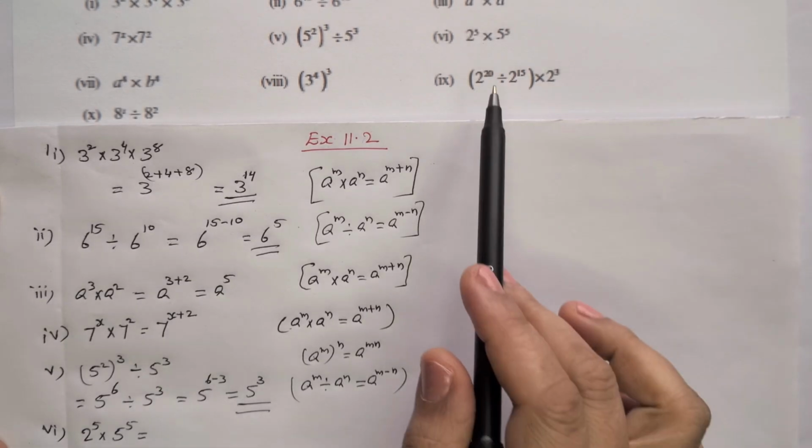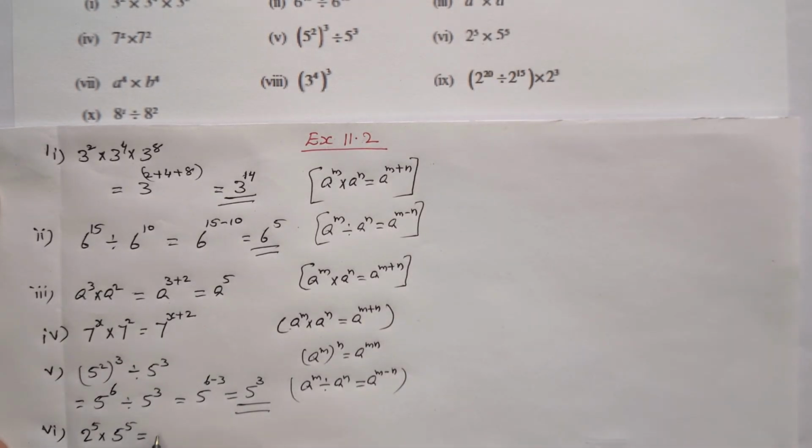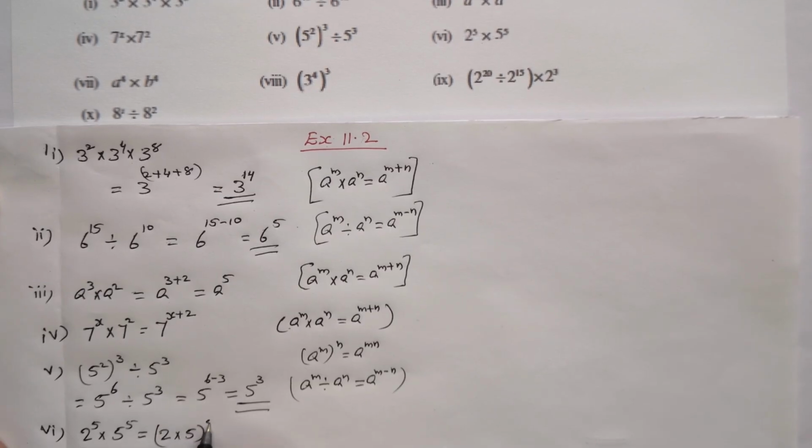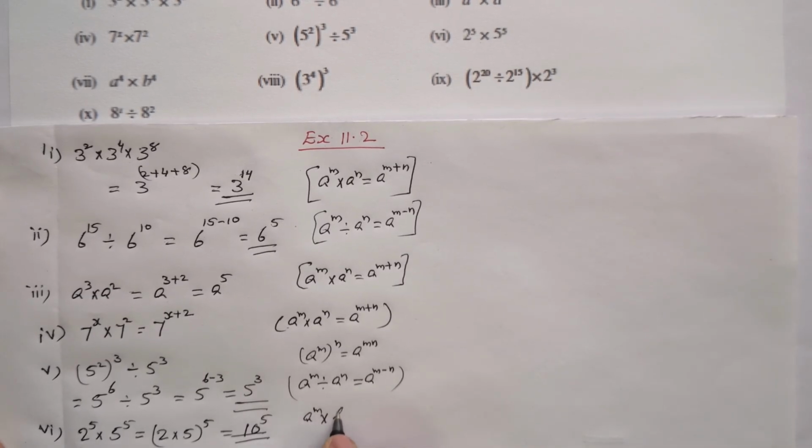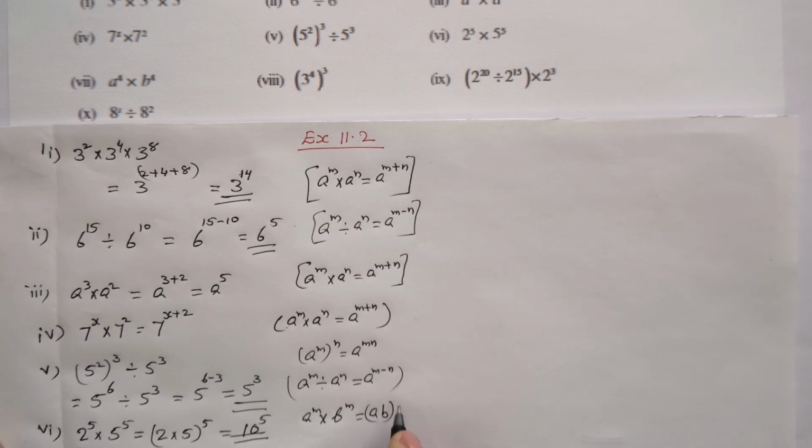Next one, 2 raised to 5 into 5 raised to 5. So we can write as 2 into 5 raised to 5. Exponents same, the bases are different, so bases we have to multiply and put the same exponent. 10 raised to 5. Rule is here, a raised to m into b raised to m is equal to a into b raised to the same exponent.